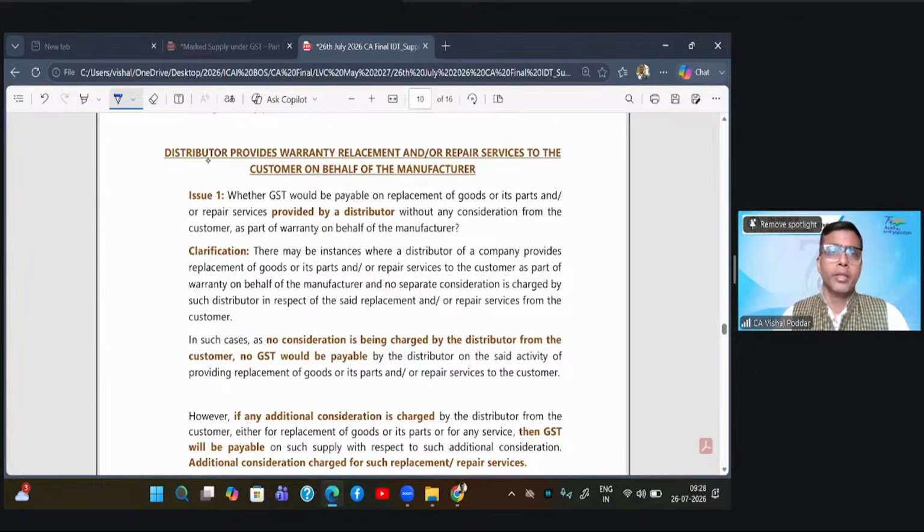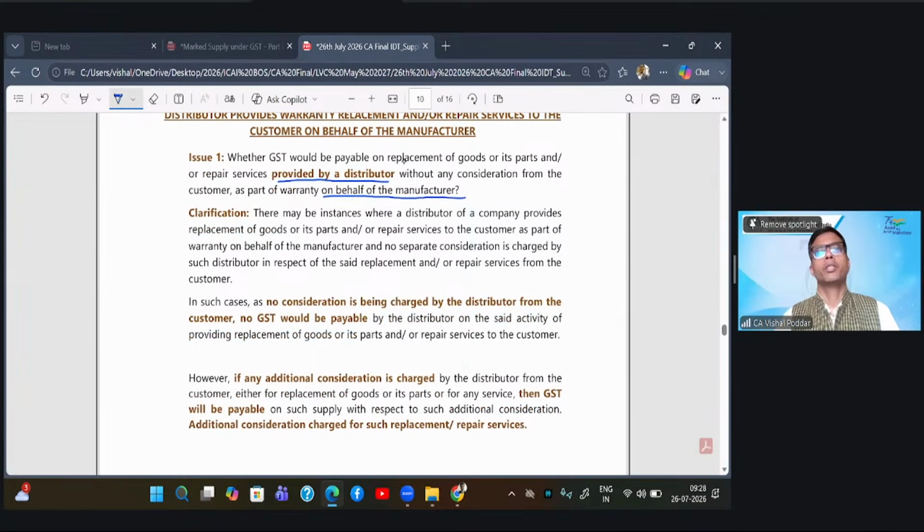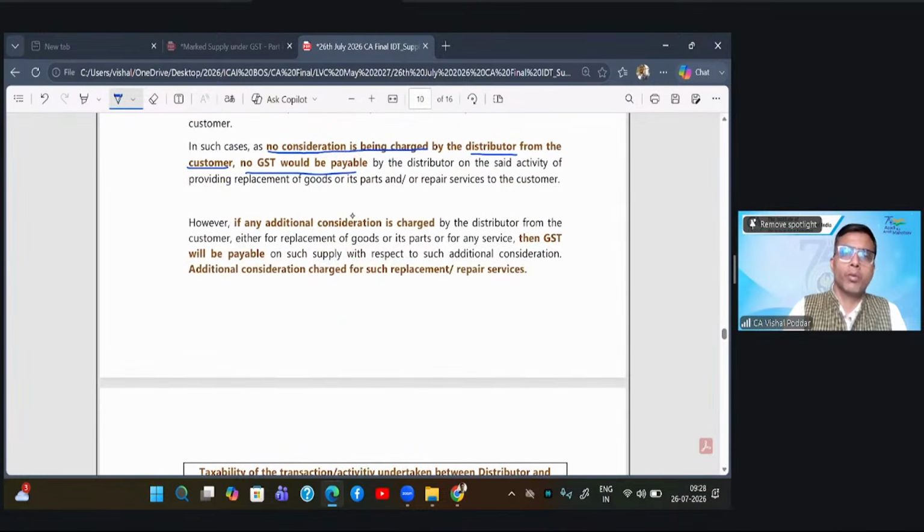Next, second possibility is the distributor provides warranty on behalf of the manufacturer. Now, in first case, the manufacturer was doing the entire warranty. Now, let us say manufacturer has sold to distributor. I have sold the TV to you, and while selling the TV, I have given you warranty. But this warranty which I am giving to you is given on behalf of the manufacturer. Now, whether GST would be payable on replacement of parts, again the answer is that there will be no consideration being charged by the distributor from the customer. Hence, no GST is payable because your case is under warranty.